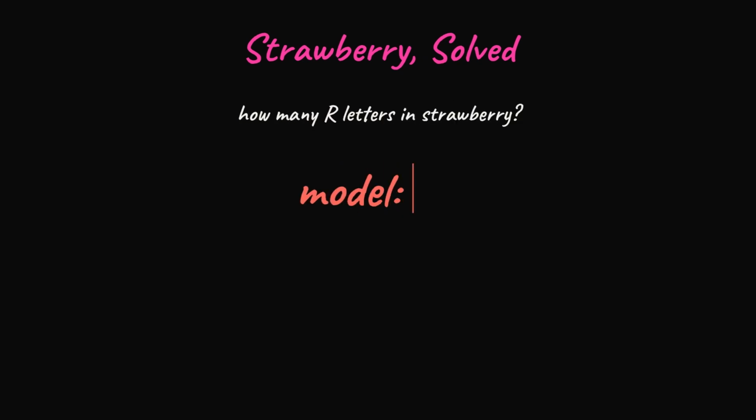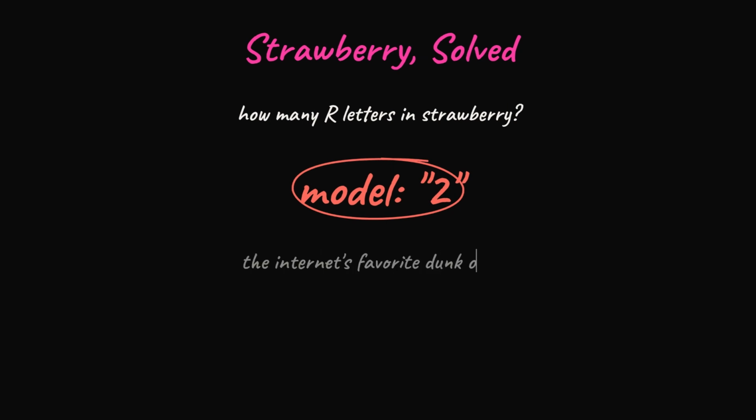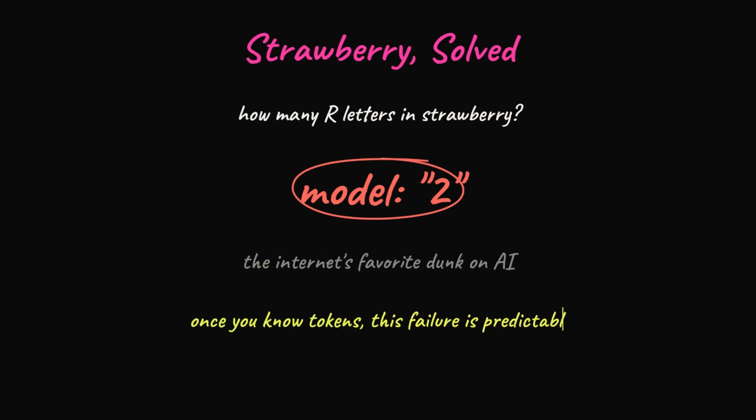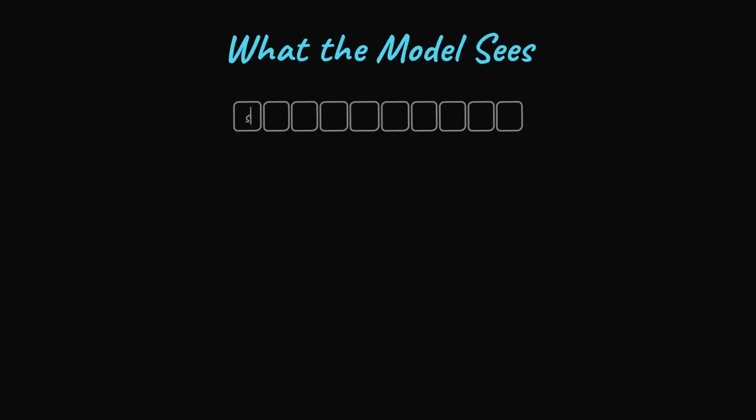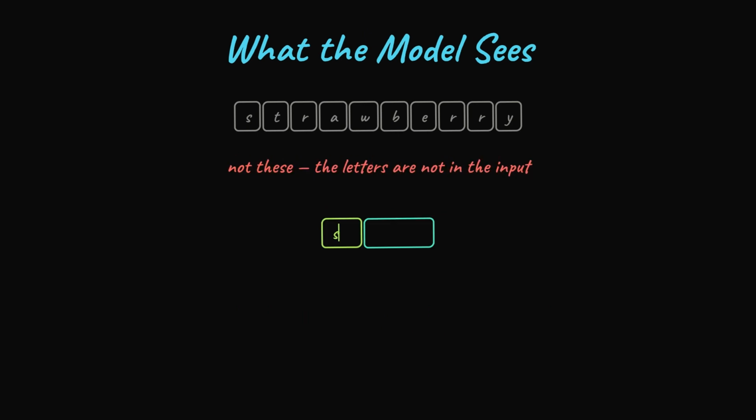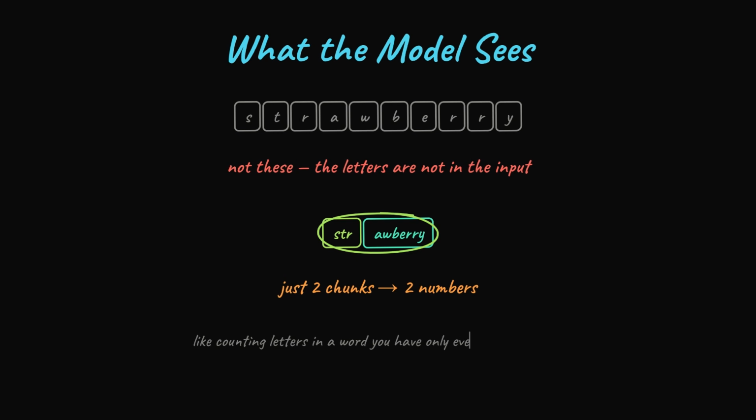Here's where the strawberry thing comes in. People love dunking on AI models for saying there are 2 R's in strawberry. But once you know about tokens, this failure is completely predictable. The model doesn't see STRAWBERRY. It might see "ester" and "AWI" as 2 chunks, 2 numbers. Asking it to count letters is like asking you to count the letters in a word you've only ever heard spoken out loud and never seen written down. The letters literally are not in the input.